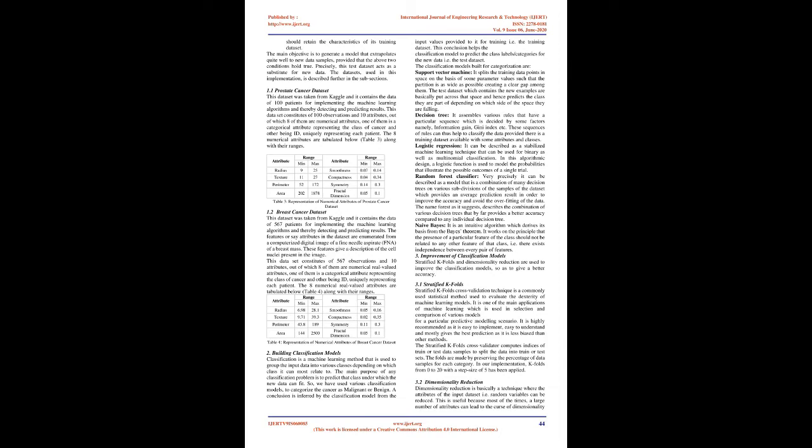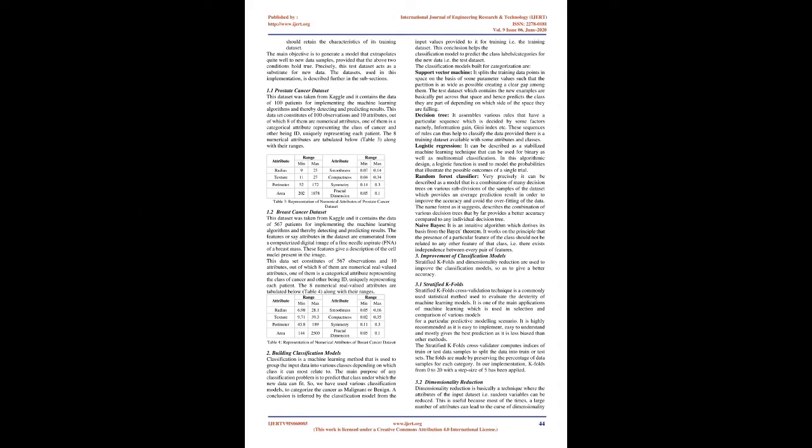This dataset was taken from Kaggle and it contains the data of 567 patients for implementing the machine learning algorithms and thereby detecting and predicting results. The features or attributes in the dataset are computed from a digitized image of a fine needle aspirate, FNA, of a breast mass. These features describe the cell nuclei present in the image. This data set constitutes 567 observations and 10 attributes, out of which 8 are numerical real-valued attributes. One of them is a categorical attribute representing the class of cancer and the other is ID, uniquely representing each patient. The 8 numerical real-valued attributes are tabulated below, Table 4, along with their ranges.